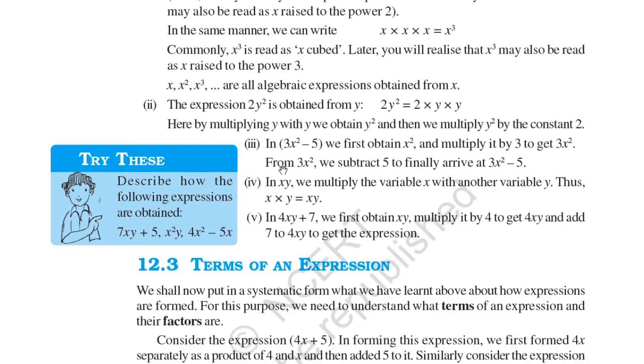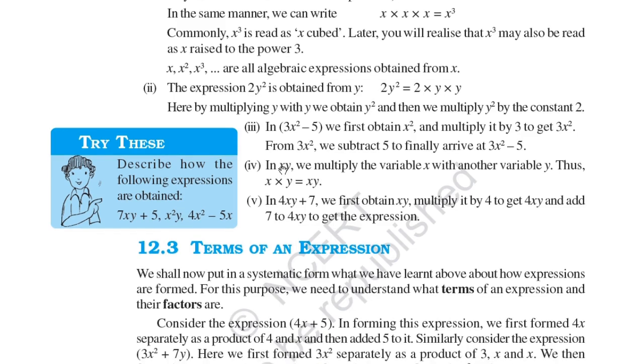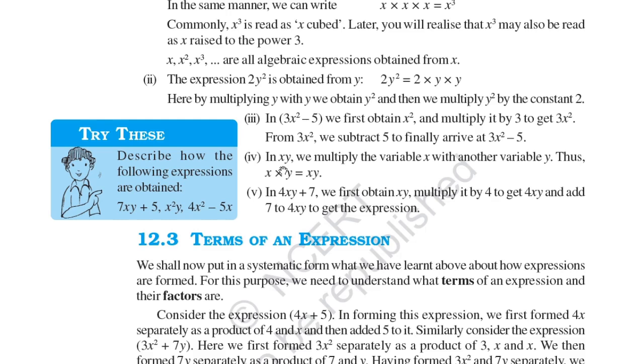The second is the expression 2y square. 2y square is equal to 2 into y into y. Here, by multiplying y with y we obtain y square, and then we multiply y square by the constant 2. Third is 3x square minus 5. We obtain x square and multiply it by 3 to get 3x square. From 3x square we subtract 5 to finally arrive at 3x square minus 5.